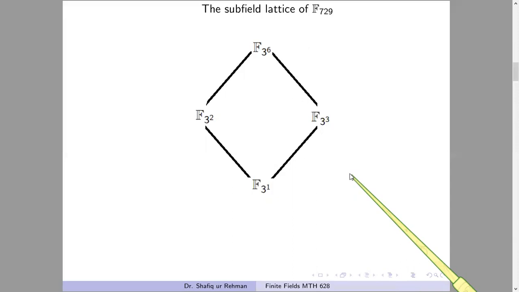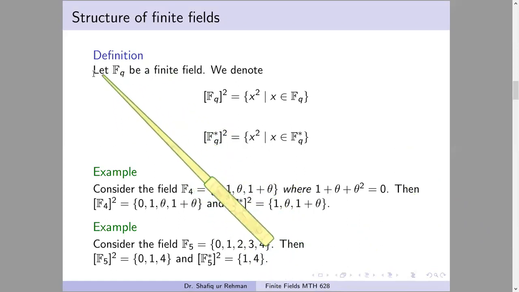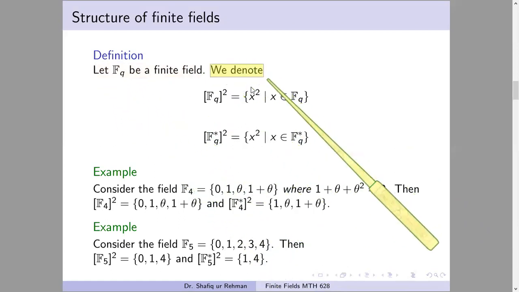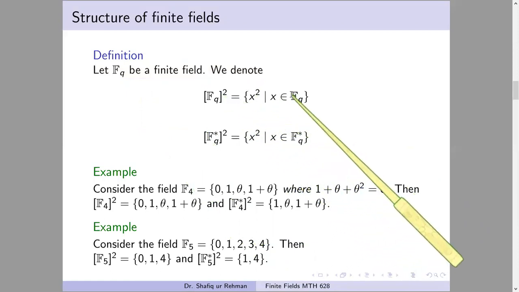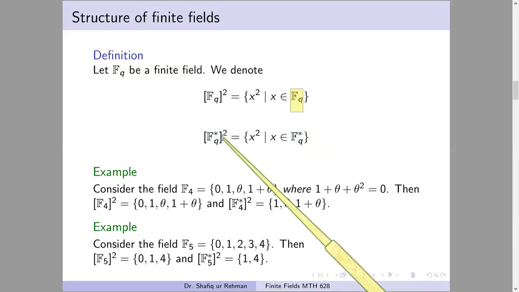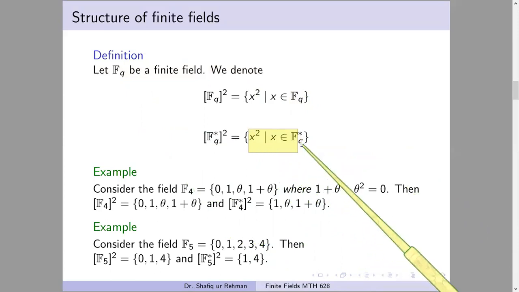Now we move to our next topic. Our topic is to talk about the square root, cube root, fourth root, fifth root, and sixth root of elements in finite fields. So here is a definition. Let Fq be a finite field. We denote Fq whole square. It consists of the squares of all the elements of Fq, and Fq star whole square consists of the squares of all the elements of Fq star.